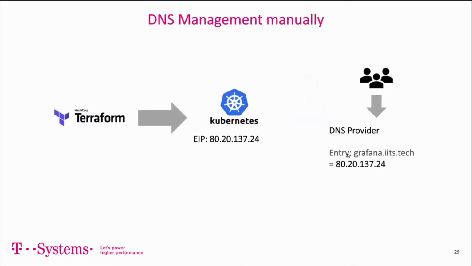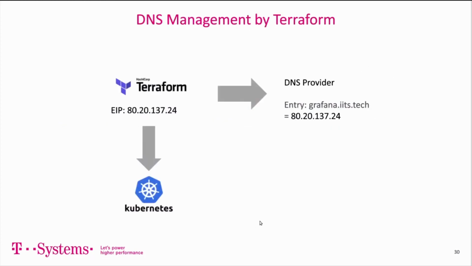You can just do it manually. You boot up everything, Kubernetes, all services ready. You have the public IP, you copy this public IP, and then go to your DNS provider and enter it there. But that's not a good approach. What you can do also is do it with Terraform. Terraform has also a solution for that. So you can configure your DNS provider over Terraform.